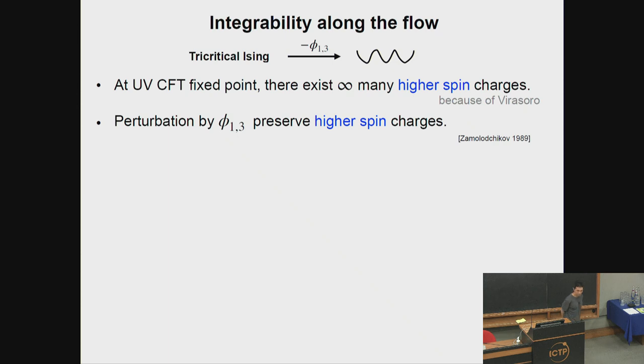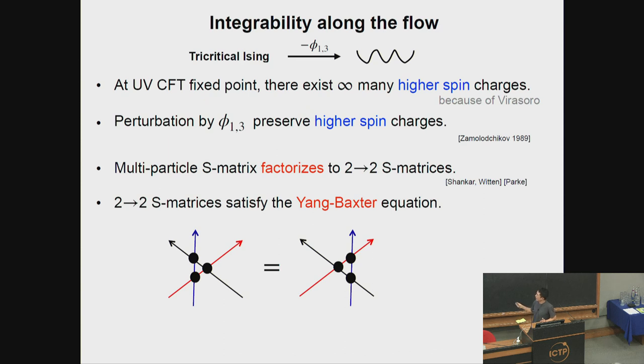At the UV fixed point, which is described purely by the tricritical Ising CFT, there exist infinitely many higher spin currents. And that is simply a consequence of the Virasoro algebra, because the Virasoro algebra is an infinite dimensional symmetry algebra, and you can construct many charges which have non-trivial spin, higher than 2. And it was shown by Zamolodchikov that these higher spin charges actually survive the deformation. So you can just check whether this deformation commutes with these higher spin charges. And so this fact actually has a profound consequence, as pointed out by these papers.